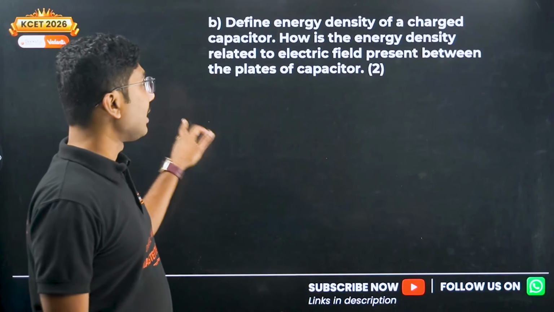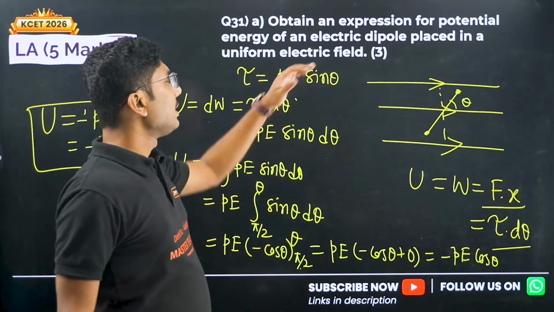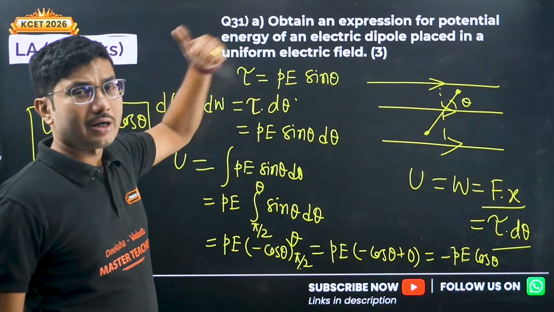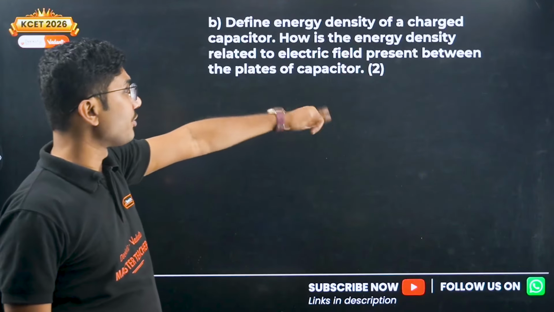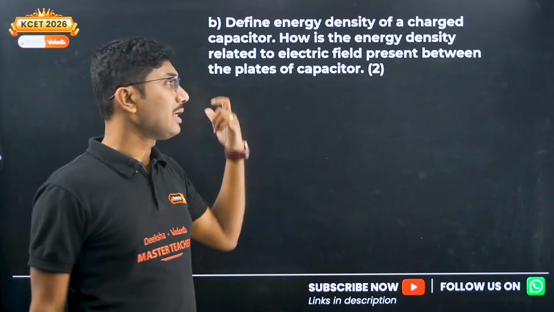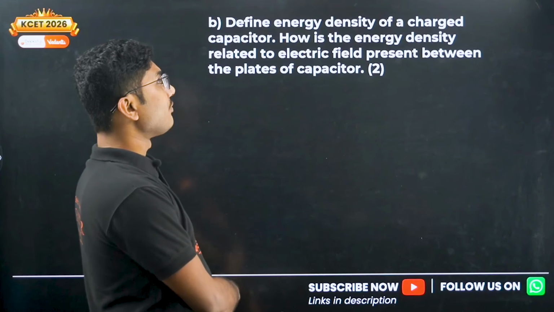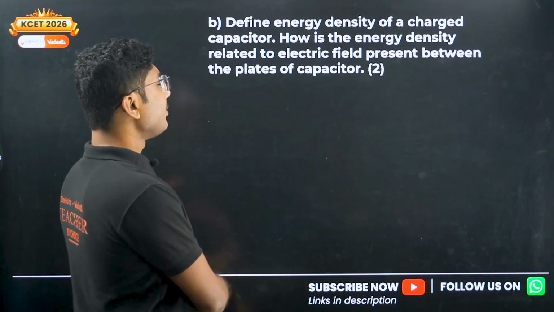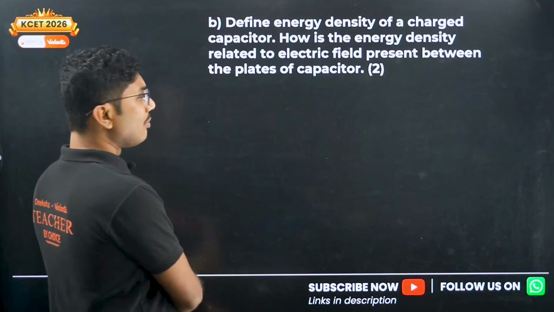Now this question is taken from one of your previous year papers. This is not a single 5-mark question, but a 3+2 question. The 3-mark question was that one. Now this is the 2-mark question: define energy density of a charged capacitor. How is the energy density related to the electric field present between the plates of the capacitor?